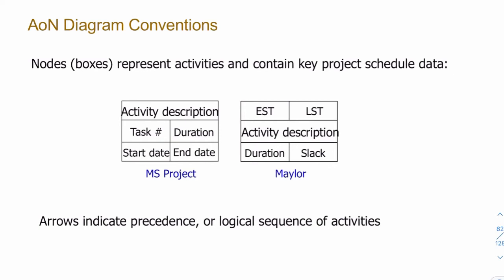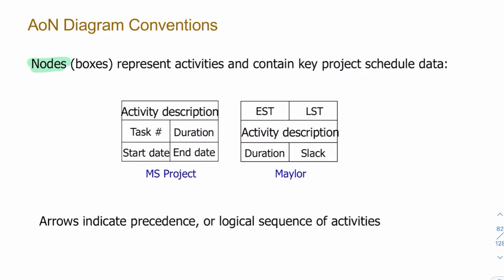Now, remember we said there's a node and an arrow. So the node is either a box or sometimes a circle. Sometimes it's represented as a circle, sometimes it's represented as a box. But in either case, there are conventions for that as well.